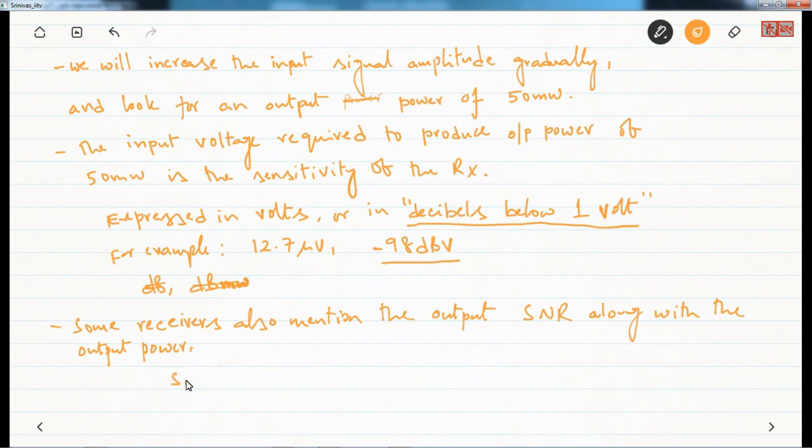We haven't studied noise, so you will understand this term better later. SNR is the ratio of signal power to noise power. So this is called signal to noise ratio.